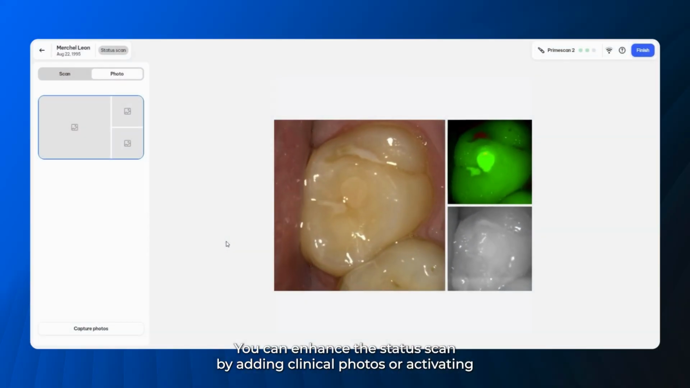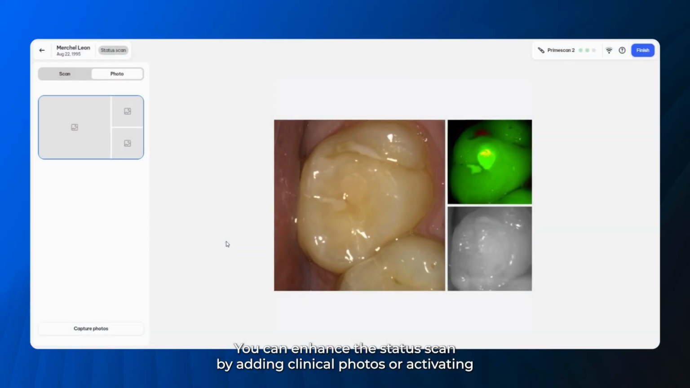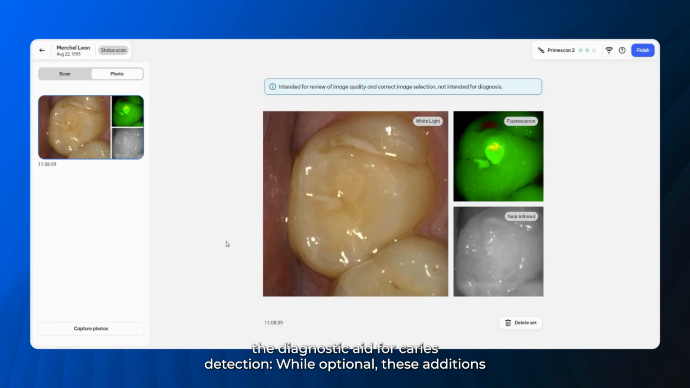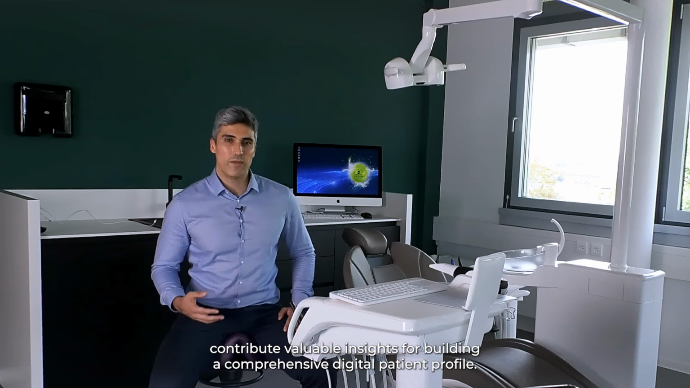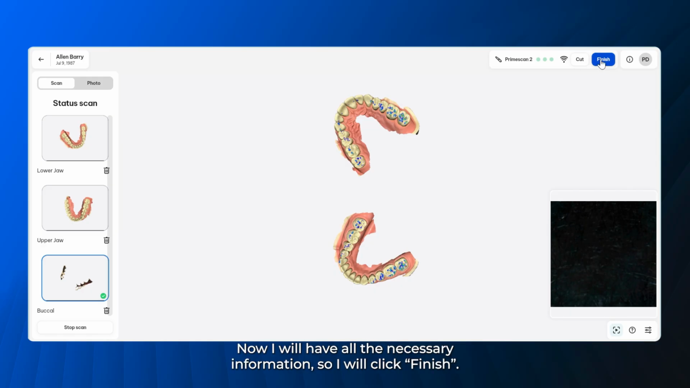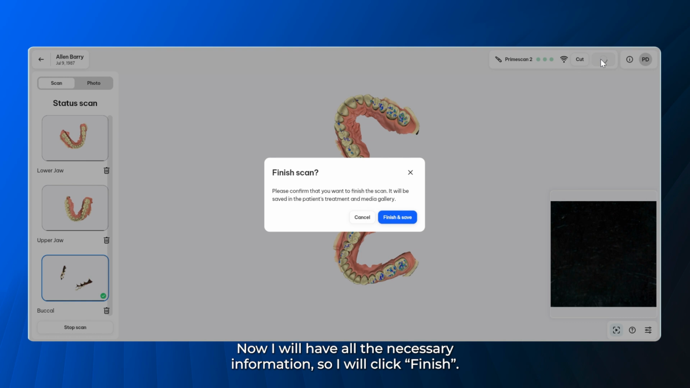You can enhance the status scan by adding clinical photos or activating the diagnostic aid for caries detection. While optional, these additions contribute valuable insights for building a comprehensive digital patient profile. Now, I would have all the necessary information, so I click Finish.